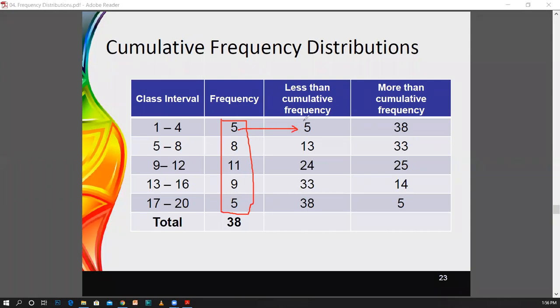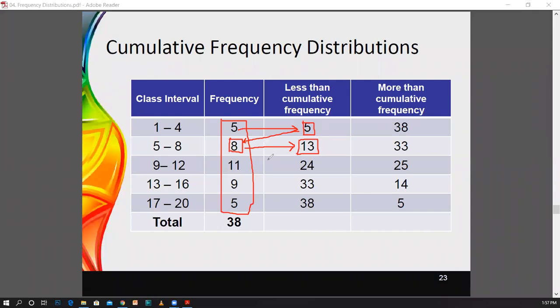Then this 5 is added to value 8. It is the value in the second row, and then this gives the sum for the next cumulative frequency value. The value is 30. Therefore, now you can see the cumulative frequency for second row is 30.